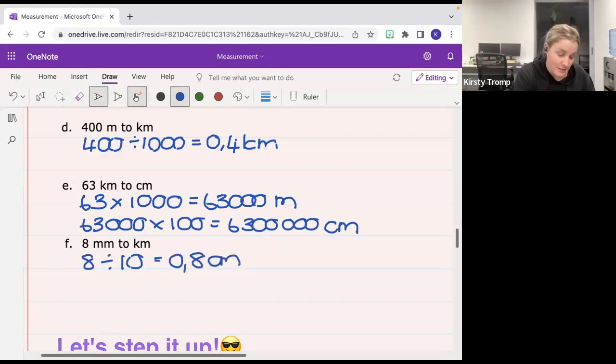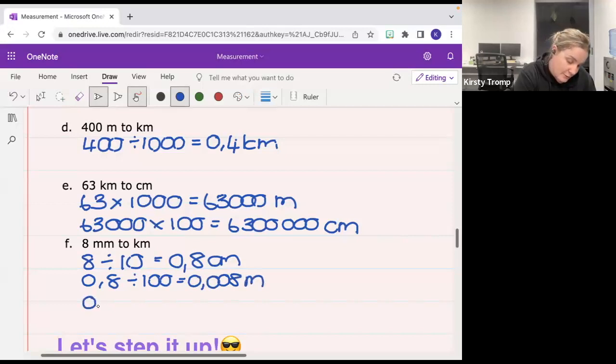To get from centimeters to meters, 0,8 divided by 100 is going to give me 0,008 meters. To get from meters to kilometers, I need to divide that by 1,000, and that's going to give me 0,000,008 kilometers.